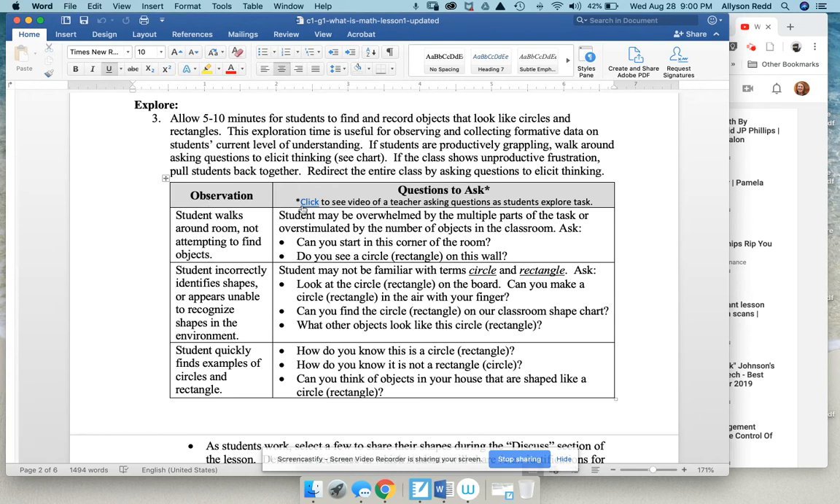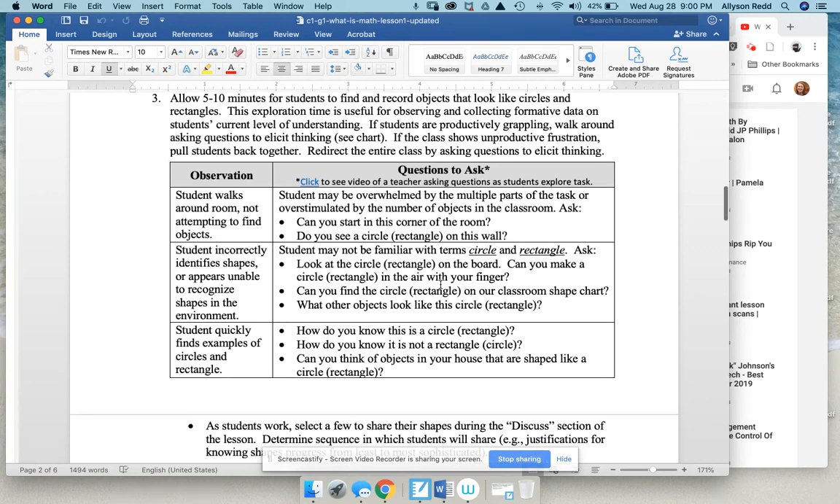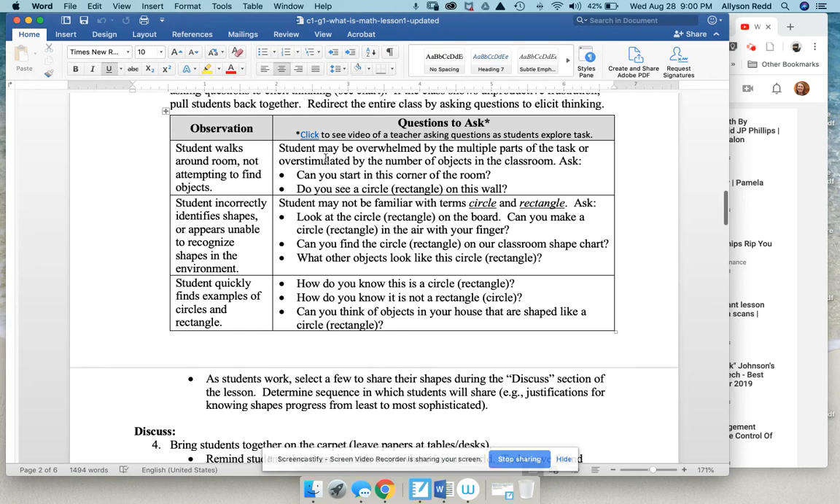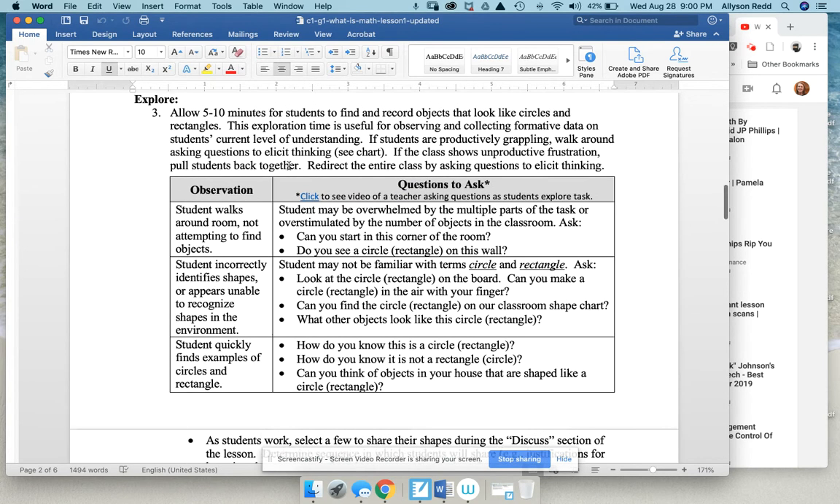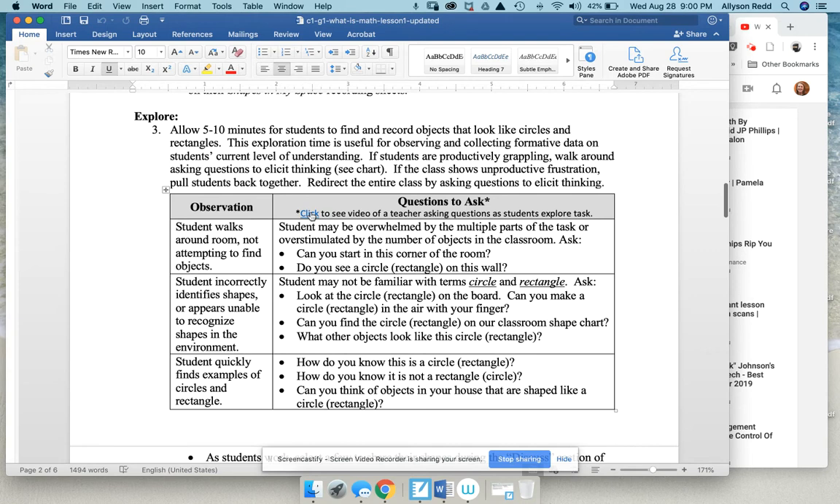So here we've got this table of some observations. So like a student walks around the room, not attempting to find objects. And in this column, you have questions to ask the student that may be just walking around the room. Here is the quick video of the same teacher doing the explore phase of this lesson.